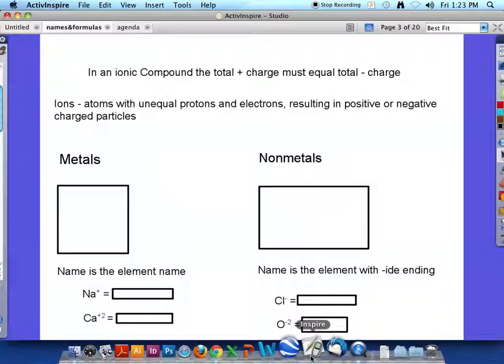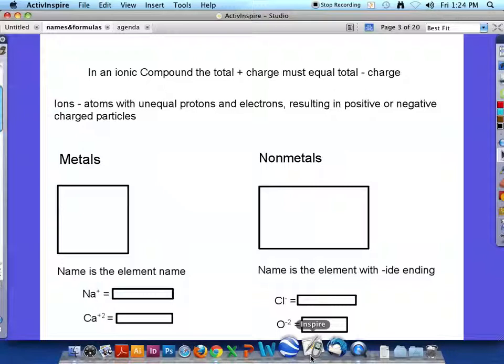Okay, so what we're going to learn today is how you create an ionic compound. An ionic compound is bound by being able to have the total positive charges equal the total negative charges. And our charges, we learned in our last unit about atoms. Atoms are particles that have positive protons and negative electrons that cancel out. In an ion, there are unequal protons and electrons, resulting in a positively or negatively charged particle.